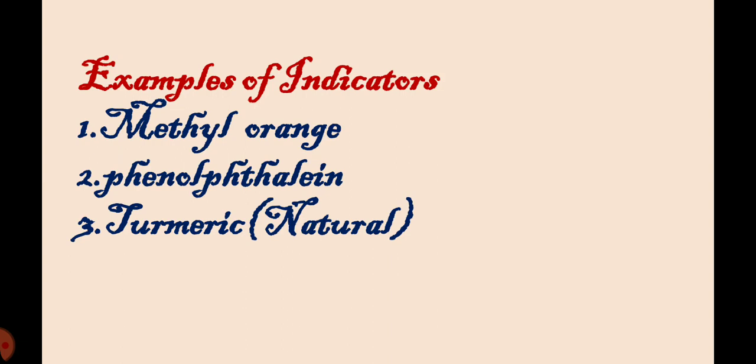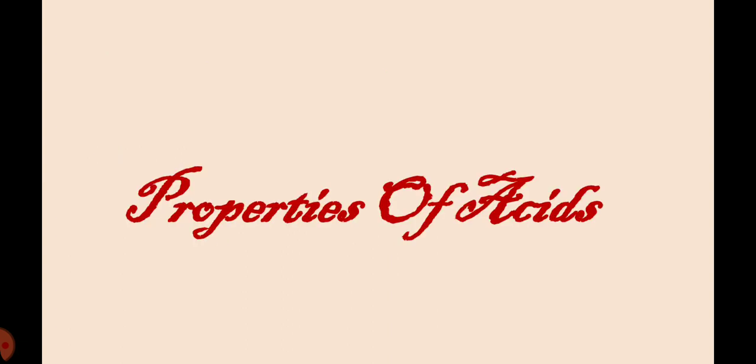Some more examples of indicators, children: methyl orange, phenolphthalein, and turmeric, which is a natural indicator. We are going to study the properties of acids.